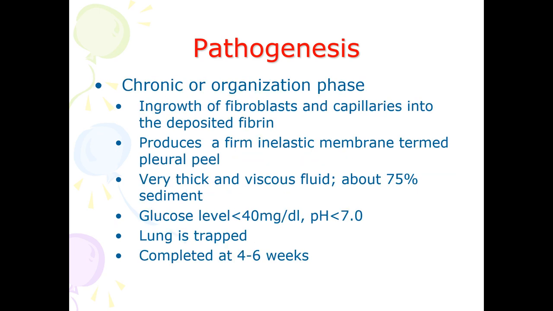Chronic or organization phase: growth of fibroblasts and capillaries into the deposited fibrin produces a firm and elastic membrane termed pleural peel. Very thick and viscous fluid, about 75% sediment, glucose level less than 40 milligram, pH less than 7, lung is trapped. Completed at 4 to 6 weeks.